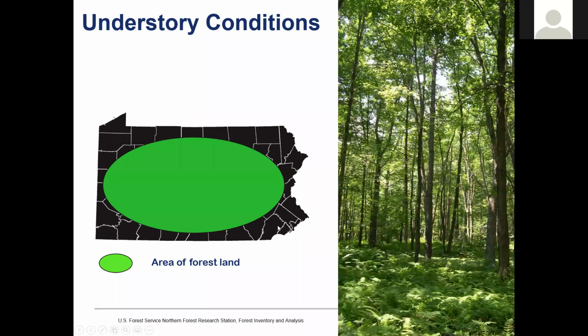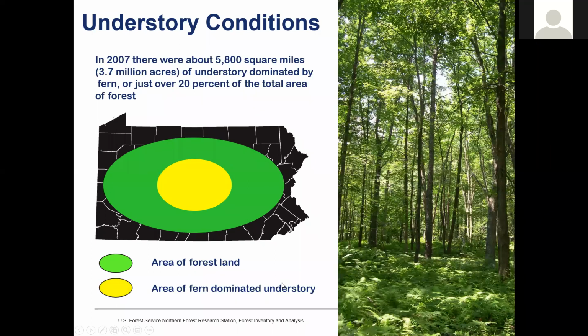So this is just to give you an idea of the land area that we have covering the state of Pennsylvania. So the green area represents the percentage of our state that is in forest land. We're about 60% forested, very similar to New York State. And then if I give you the yellow area, that's the percentage of our forest understories that are dominated by fern. This is 2007 data, but 5,800 square miles that are fern dominated, 3.7 million acres, or just over 20% of our total forest area.